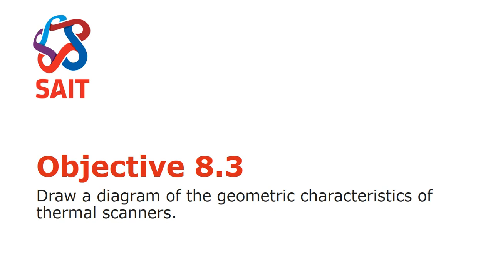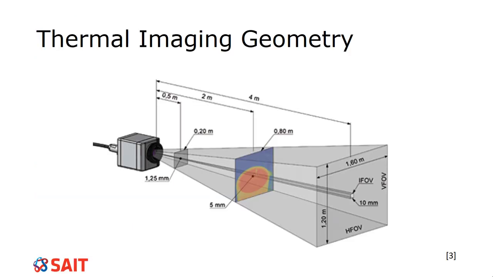All right, so Objective 8.3 is looking at the geometric characteristics of thermal scanners. There is nothing really special about this. All of these measurements that are on here are just giving you proportions. So don't be like, oh my God, I have no idea what this is measuring, and does it only stop at 4 meters? No, depending on the sensor, it can go further, obviously. If you're in space, it's got to go hundreds of kilometers. But this is a similar idea. So we have our whole field of view.